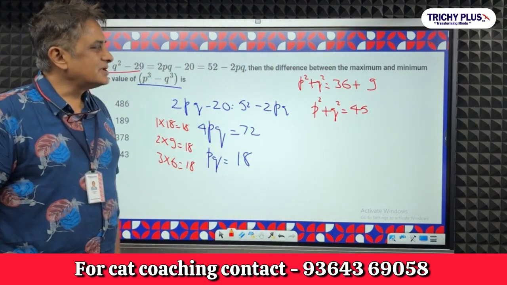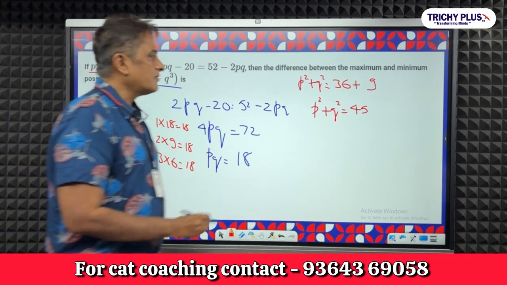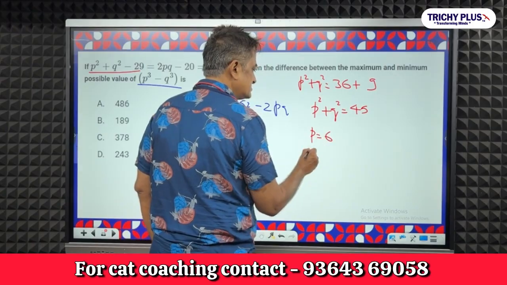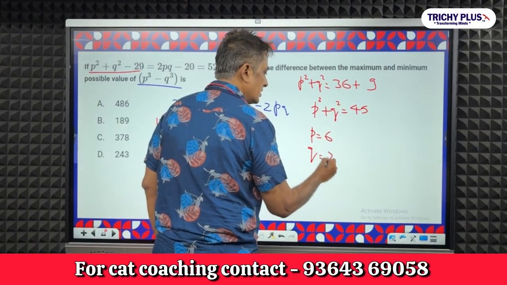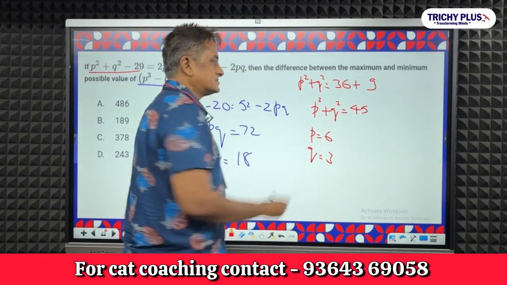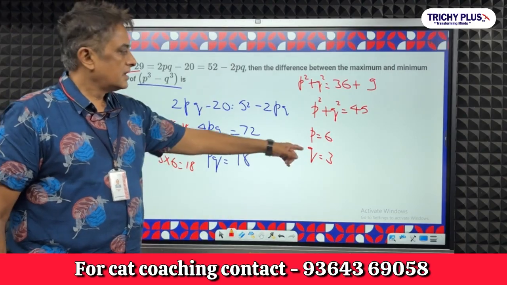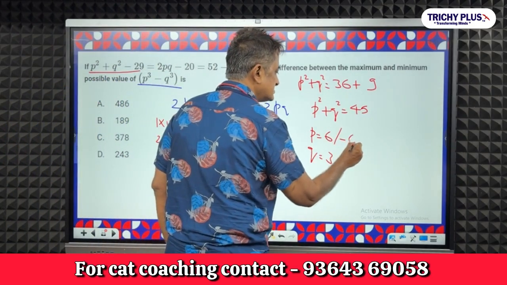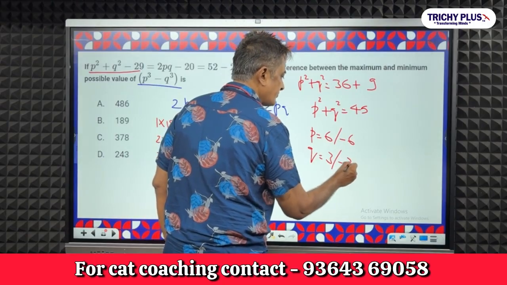Just plug in and see what will come. When will 45 come? When you have one number, let's say p is equal to 6 and q is equal to 3. Why? Because 6 squared is 36 and q squared is 9. Or it can be minus 6 and minus 3.